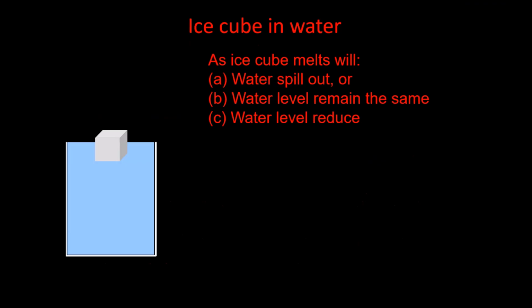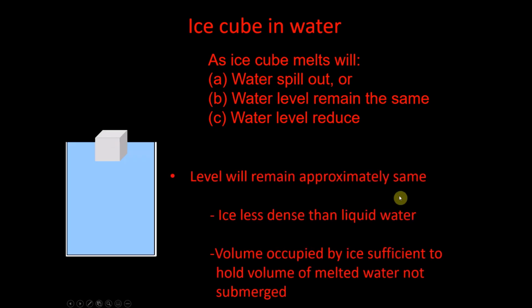So let's take a look at an example here. Here we have an ice cube in water. Now bear in mind that this is just a small cube rather than an enormous iceberg, so what I'm about to say is a little different. As the ice cube melts, will it A, water spill out, B, water level remain the same, or C, will the water level reduce? In this case, the level will remain about the same. Remember, ice is less dense than water, so the volume occupied by ice is sufficient to hold the volume of melted water in this case, and so the volume will not increase appreciably and overflow.